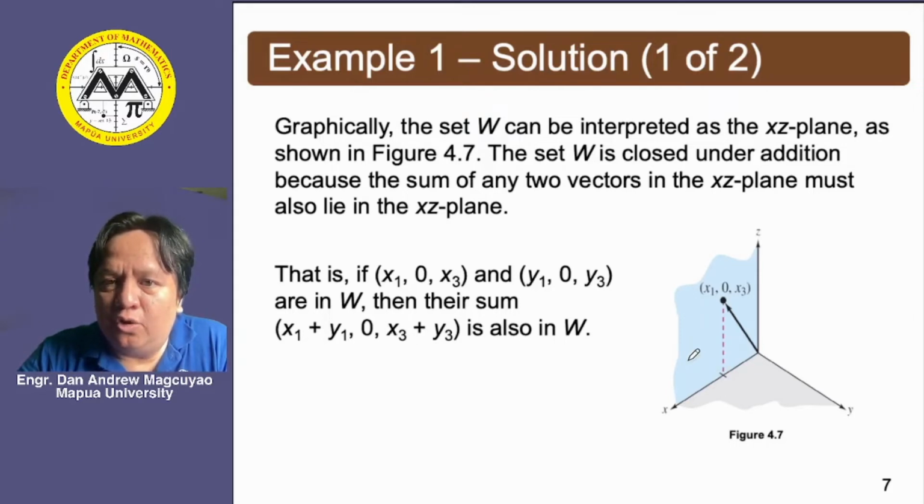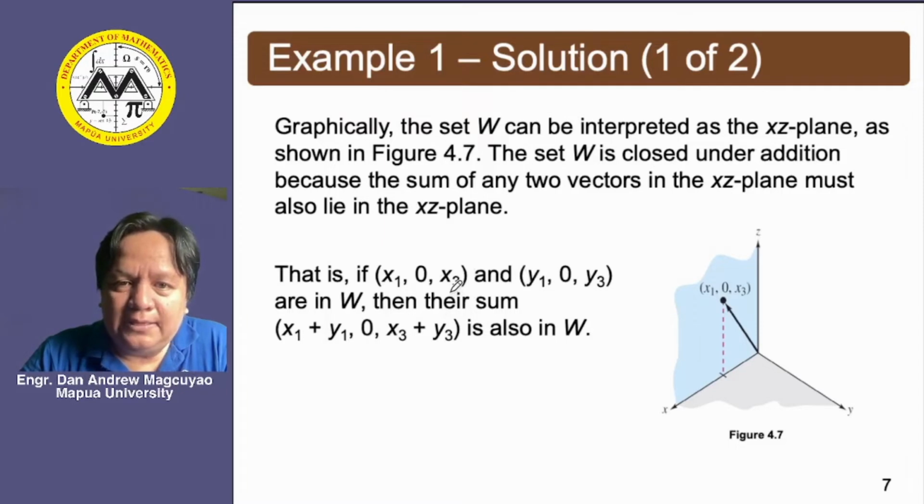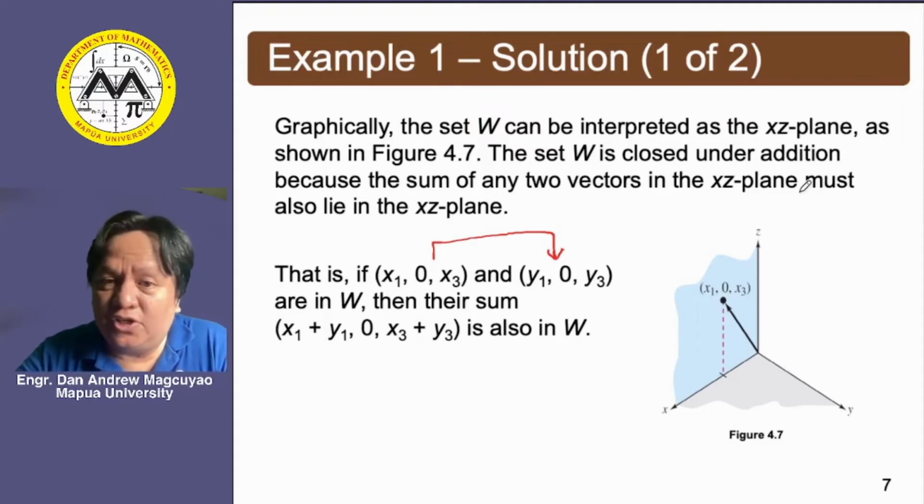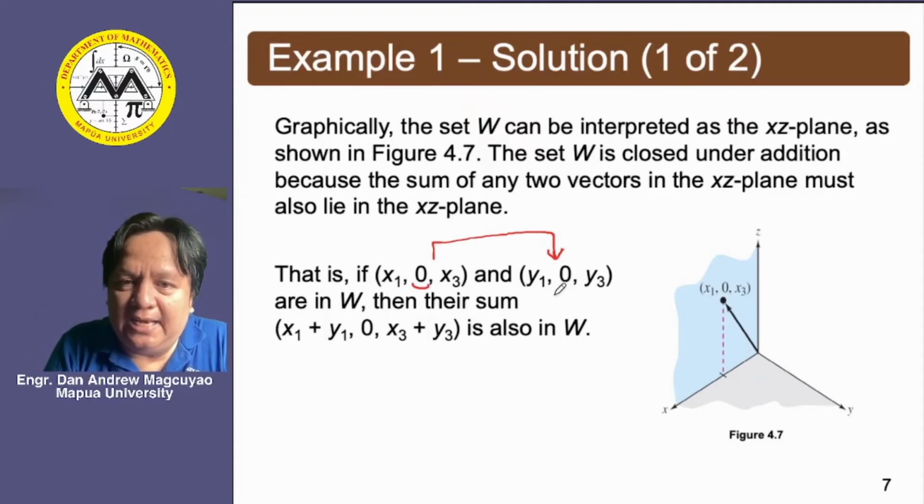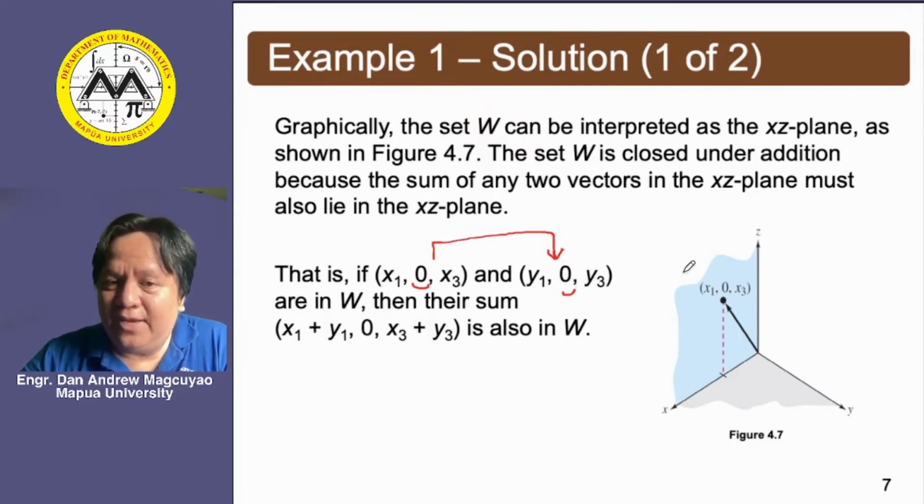The set W is closed under addition because the sum of any two vectors in the xz plane must also lie on the xz plane. That is, if we have (x1, 0, x3) and (y1, 0, y3), then the sum would be (x1 + y1, 0 + 0, x3 + y3), which is also in W. So basically, if you're going to add two vectors in R³ that satisfy the given condition for that subspace where the second element is 0, the sum is a vector in R³ wherein the second element is still 0.